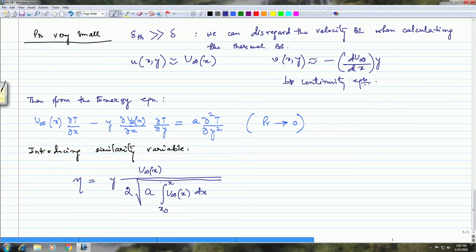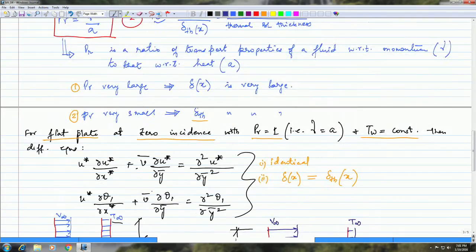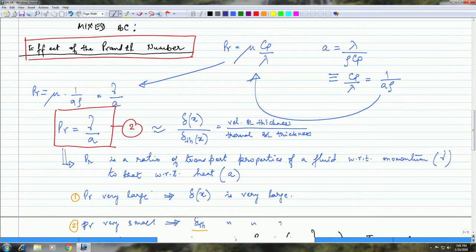I have taken the thermal diffusivity term A, and I am doing this integral going from x naught to x of the velocity u infinity. So u infinity changes as we go from x naught to x dx, and I am integrating it and multiplying it by the thermal conductivity. Now, just for a second, let us go back and look at the formula of the thermal conductivity. The thermal conductivity was something like that.